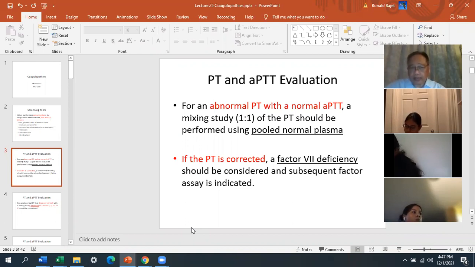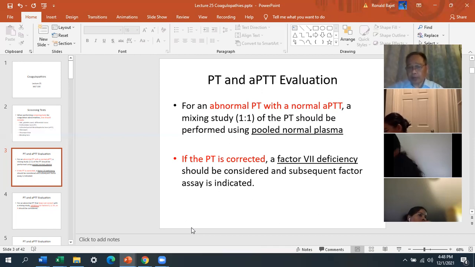What that one-to-one mix is, you take a certain volume, let's say 100 microliters of the patient's plasma plus 100 microliters of pooled normal plasma. The rationale is you're assuming that there may be a factor missing. Remember, no factor, no clot. So the patient has a prolonged prothrombin time, and you're thinking there's a factor deficiency. So you do a one-to-one mix with pooled normal plasma.